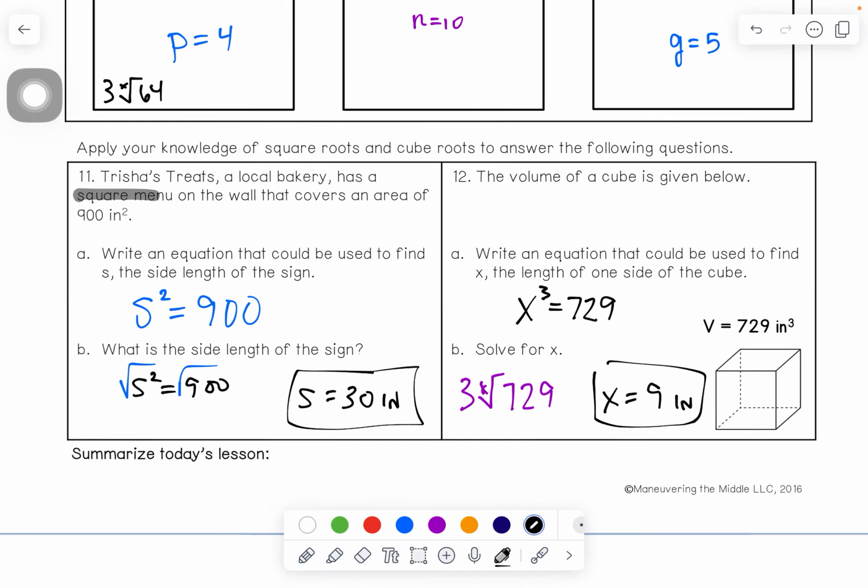So pretty easy lesson here for today, summarized at the bottom, and I'd like you to go ahead and work on your homework that corresponds to this lesson.